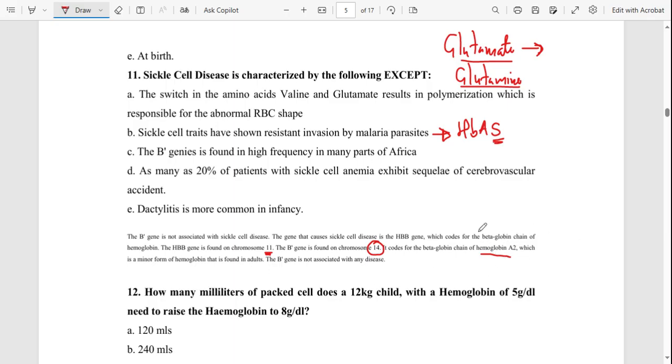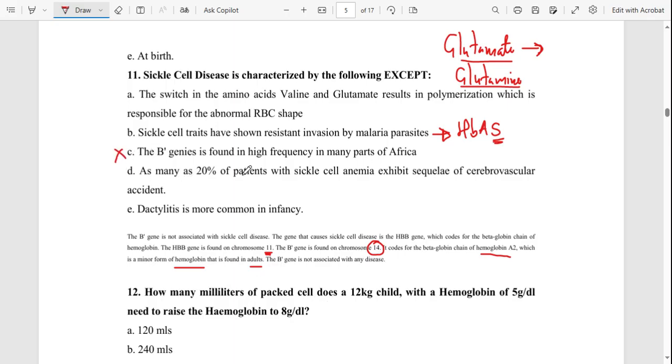But this A2 is actually not the one found in a majority of the people. This one is found only in a minor, or few people, or few forms of hemoglobin in the adult. So it's not the one that is associated with the sickle cell.